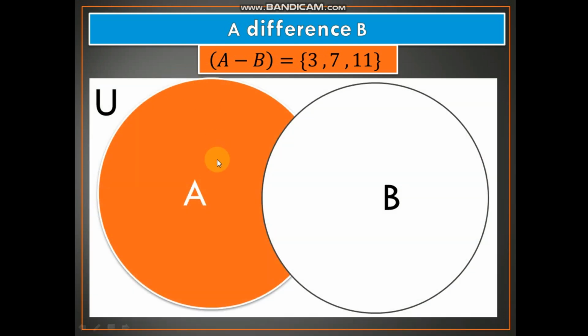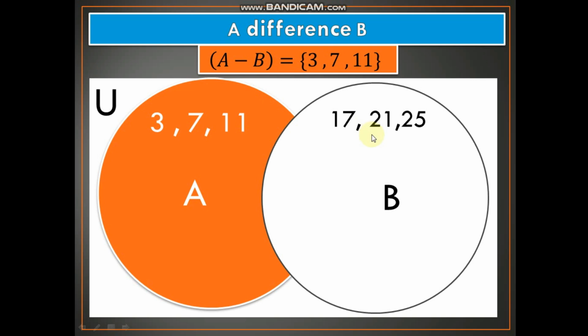This is the portion where we wrote 3, 7 and 11. This portion, the same color portion, shows A minus B, meaning the elements of set A which are not present in B. These elements, 3, 7 and 11, are the elements of that one, right? And 3, 7 and 11 are the elements which are not present in set B. So this portion we have to shade, and this is our answer, shown with the same color.